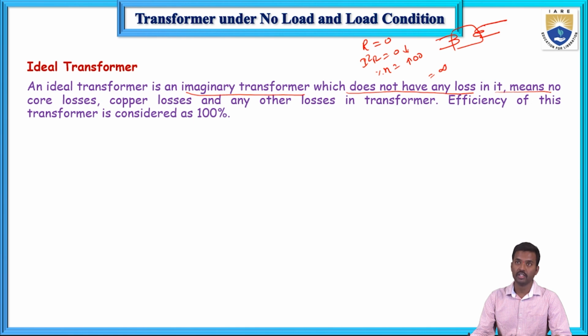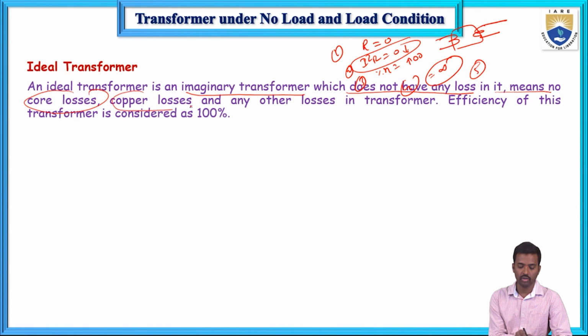First one is winding resistance is 0, so I square R losses, copper losses are 0, and efficiency is 100%. Next, permeability is infinity. And fifth, flux linking is 100% and leakage flux is 0%. So the ideal transformer is an imaginary transformer which does not have any loss: no copper losses and no iron losses, and efficiency is 100%.